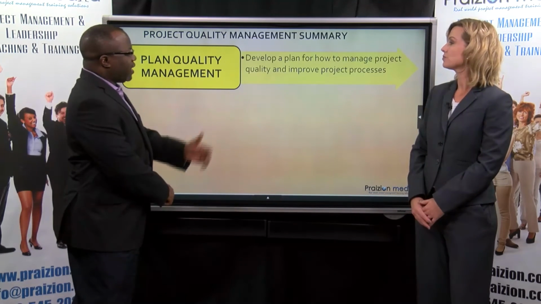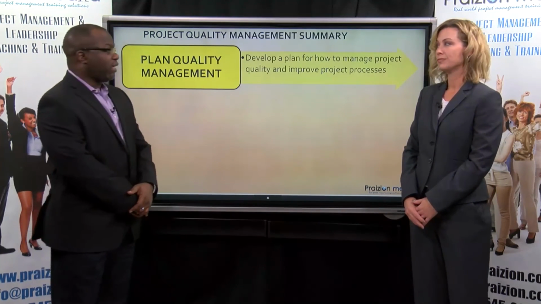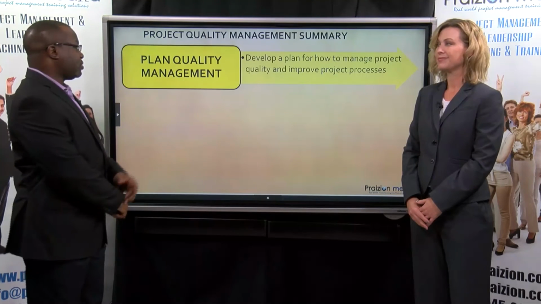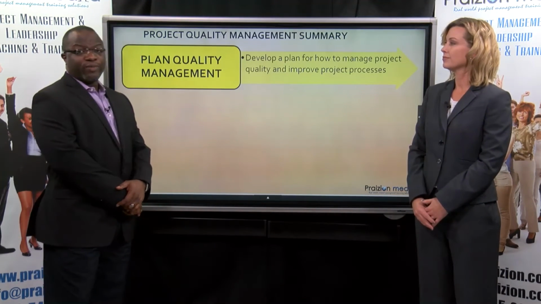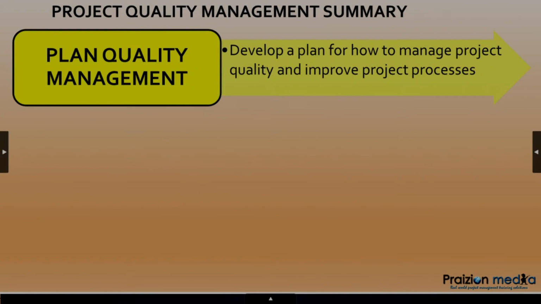But we develop a plan for how to manage project quality and how to improve on project processes. We also get a plan from here called the process improvement plan. So there are two plans: the quality management plan and the process improvement plan from here.